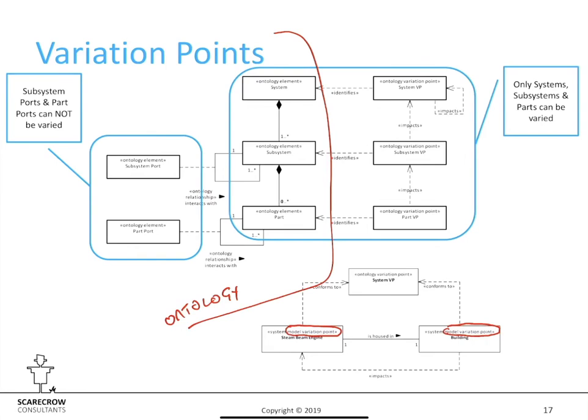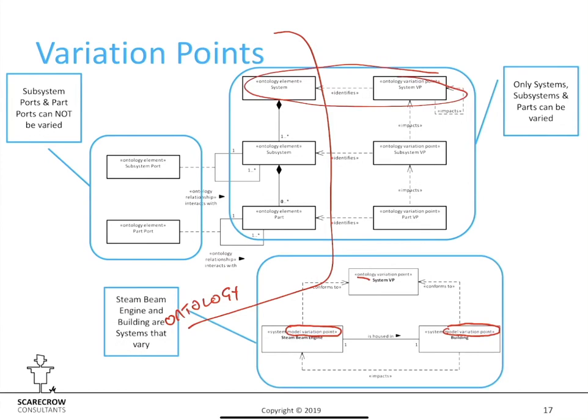So these started off in the model. These are both systems, and we've overlaid this second layer now. We've said these are now model variation points that conform to the ontology variation points. And I can put those on because steam beam engine and building are systems, and we've said systems are allowed to vary through this relationship here. Okay. So there you go. Steam beam engine and building are systems that will vary.